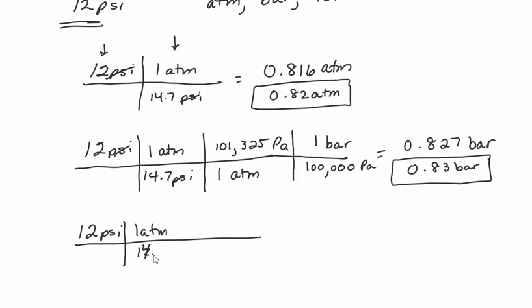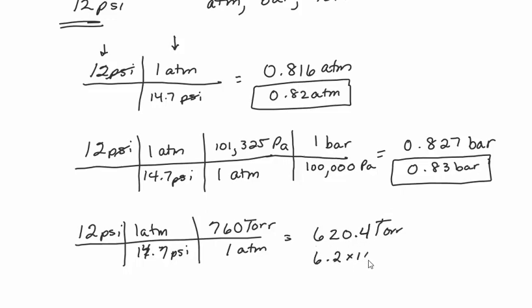Now I'm going to take the relationship that there are 760 torr in 1 atmosphere. So what I get is 620.4 torr. Because I have 2 significant digits, I have to have 2 significant digits here. So you can either report this as 6.2 times 10 squared torr, or you could use the more ambiguous 620 like this. Just do not put a decimal there. That makes the 0 significant. So 620 torr.